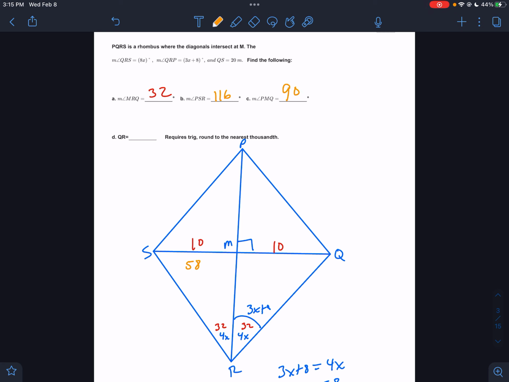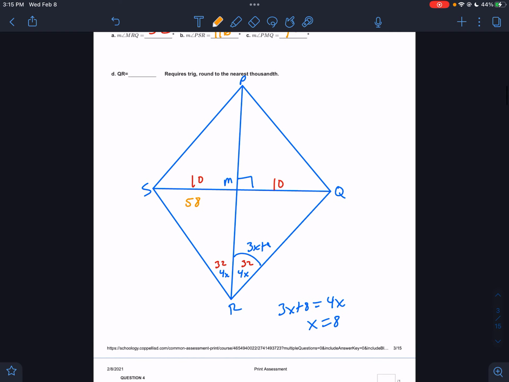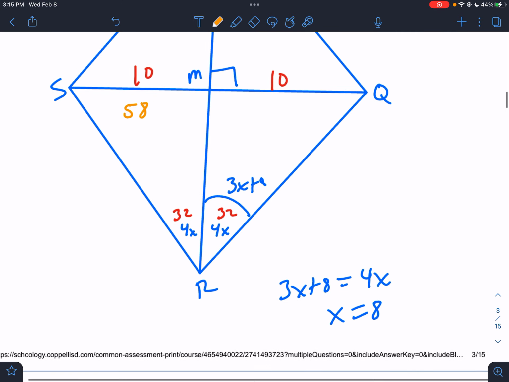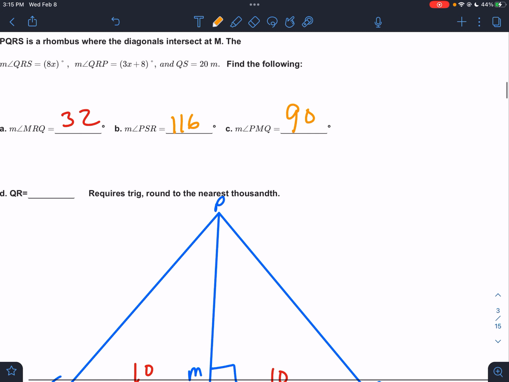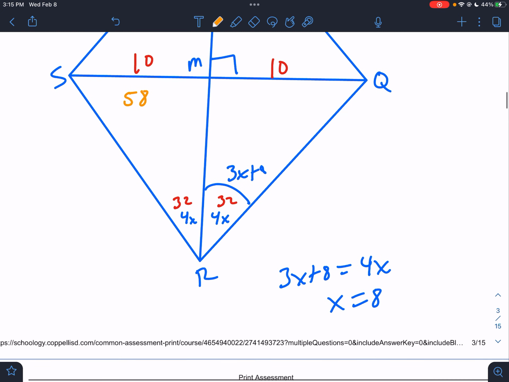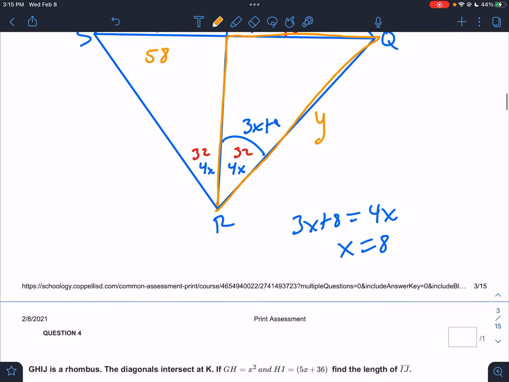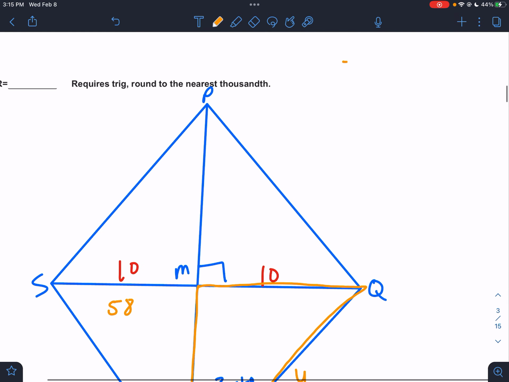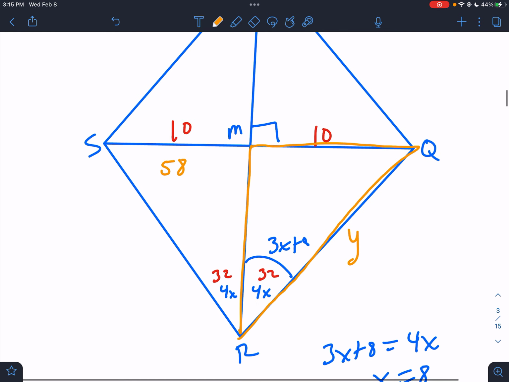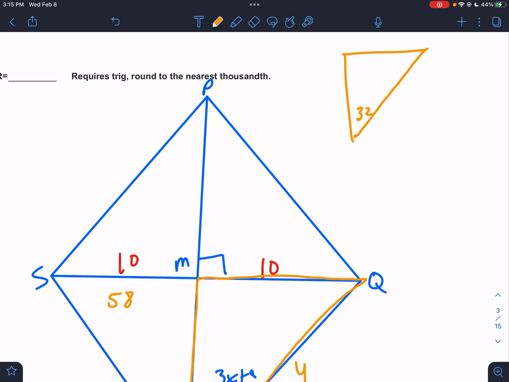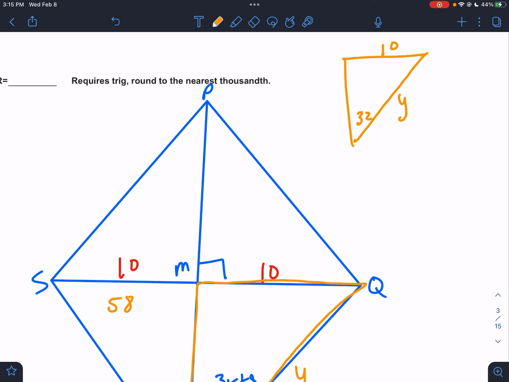PMQ. Well, that's just a right angle. That's 90 degrees. And then QR. It says round to the nearest thousandths. QR. They already used X in the problem, so I'm going to call it Y. And you can choose different corners or different sides, whatever. I'm going to use this right triangle, and I'm going to draw it off to the side here. What I have is 32 degrees. I have 10, and I have Y.